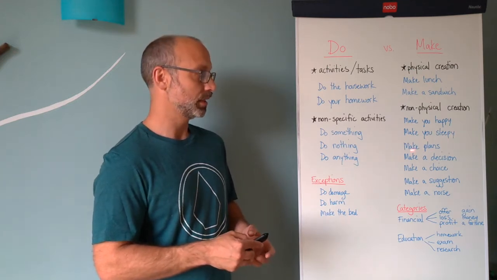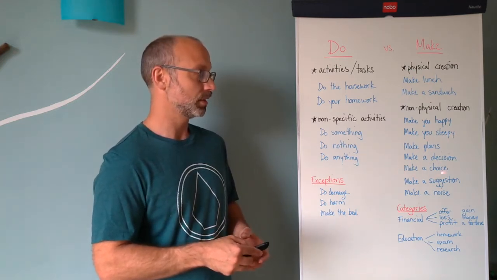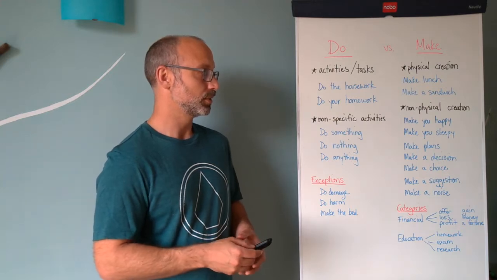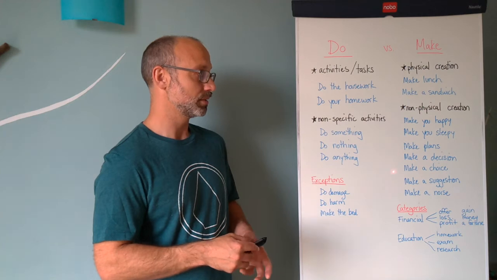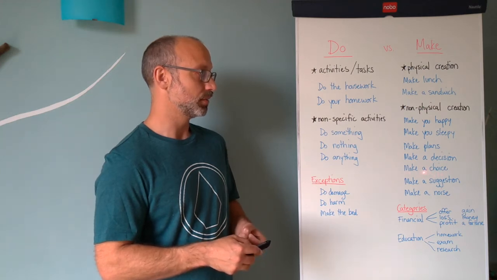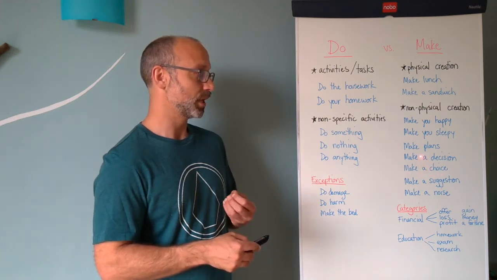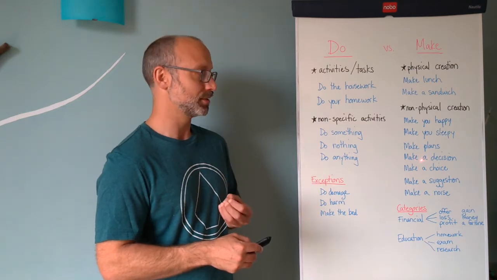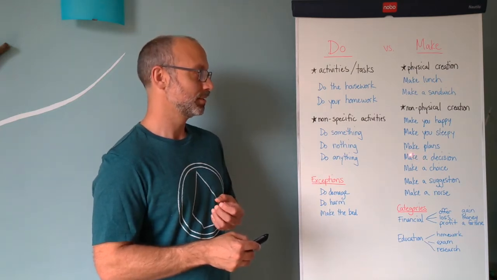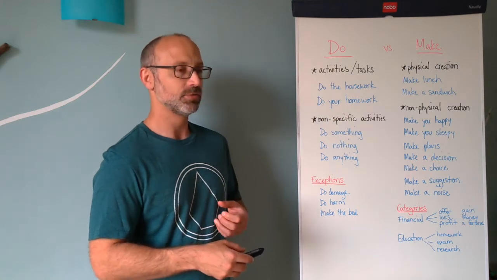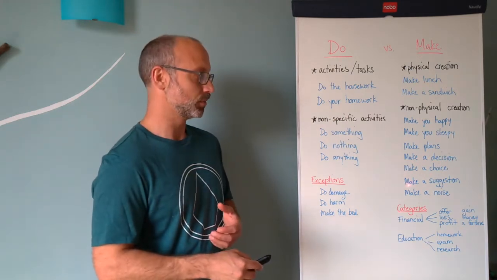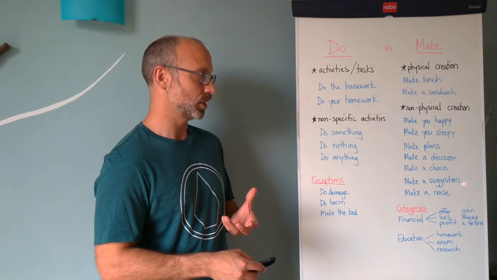To make plans, to make a decision, to make a choice. So this concept of plans and decisions, they're created. You make them in your mind and you formalize them with friends and with families. So you make the plans, decisions, and choices. Maybe if you're speaking with some friends or some students, you can make a suggestion.